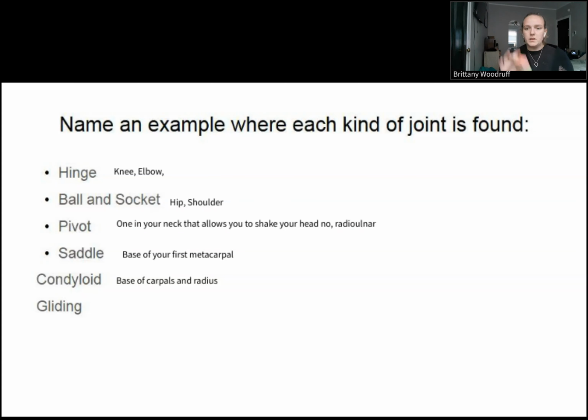Gliding joint. A gliding joint can be found between your carpal bones. Your carpal bones are cube-shaped bones, and they're going to slide over one another. So that is a gliding joint.